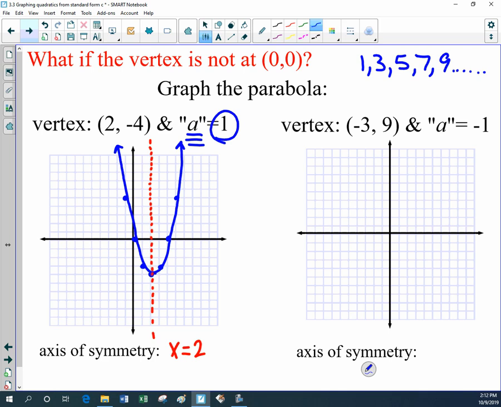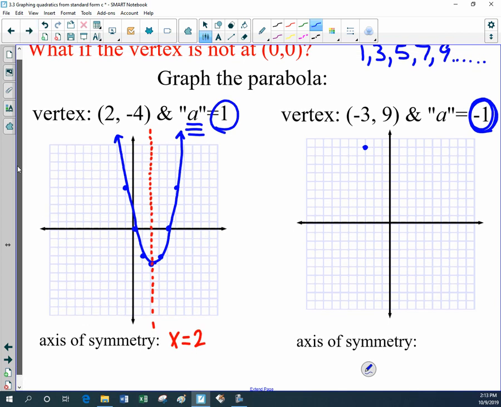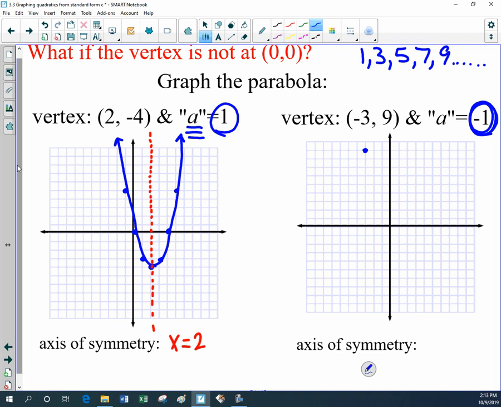Okay, in the next example, we have a vertex at negative 3, positive 9. So here's our vertex. And this time, A is a negative 1. So to find the rate of increase, whatever A is, we multiply that by our normal rate of 1, 3, 5, 7, and 9. So since A is a negative 1, if I multiply negative 1 by 1, 3, 5, 7, and 9, I get negative 1, negative 3, negative 5, negative 7, negative 9.